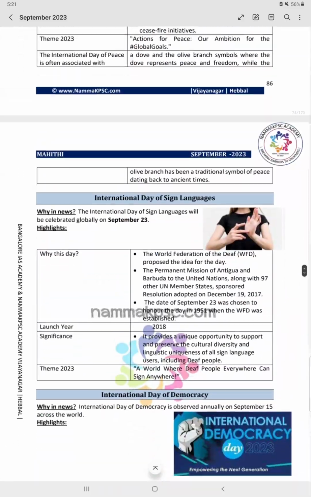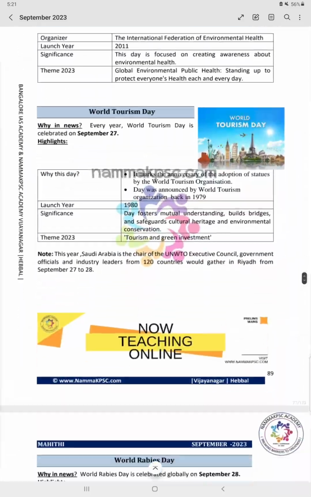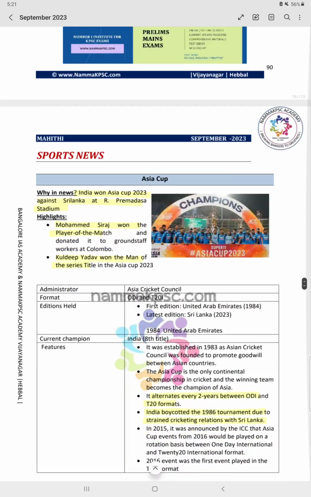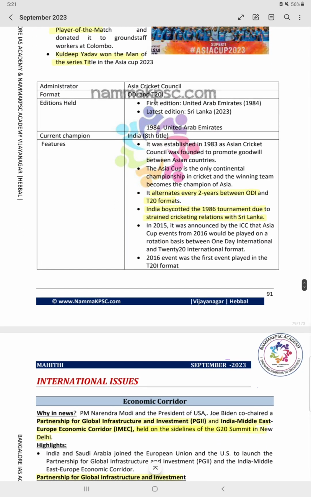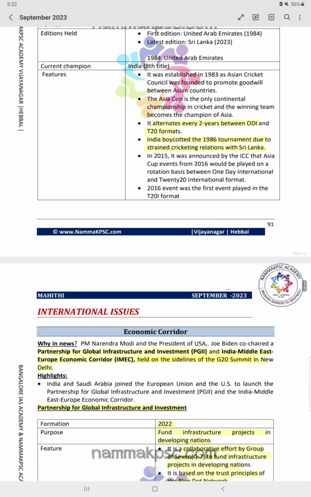Then we have what are the things that are in the news. Okay, Asia Cup. The Asia Cup was in the news. India won the Asia Cup against Sri Lanka at the R. Premadasa Stadium in Sri Lanka, and the man of the match that time was Mohammed Siraj, who had taken 5 wickets, and Kuldeep Yadav was the man of the series. Every 2 years, the format of this Asia Cup will change between ODI and the T20 format. And we did not participate in one edition, that is in 1986, because of our relationship with Sri Lanka.